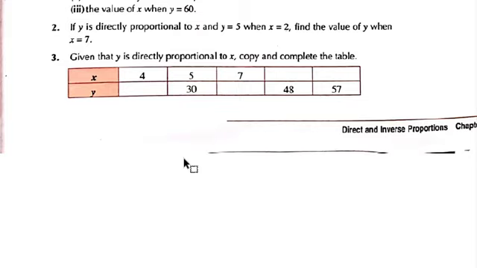Number 3. Given that y is directly proportional to x, copy and complete the table. Some values are given for x and y, and you have to find the other values and complete the table. So we have to consider these values first, because here x and y are given for both values. If you get both values, then you can find the value of k. So how could we solve this?